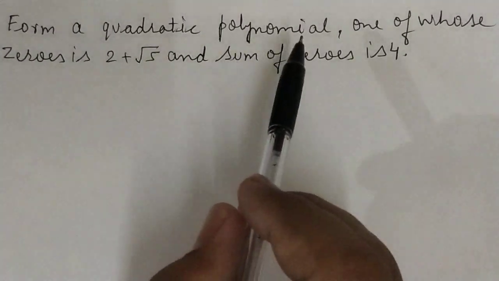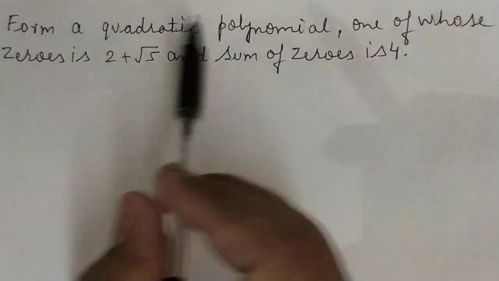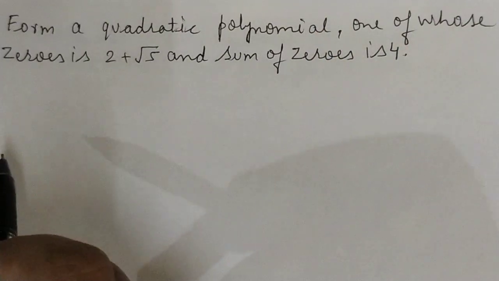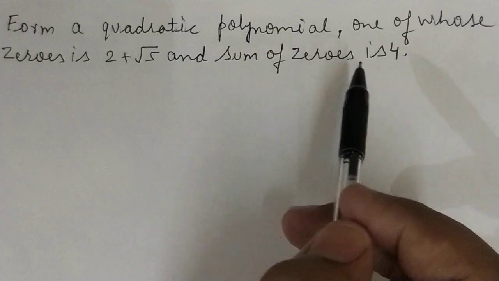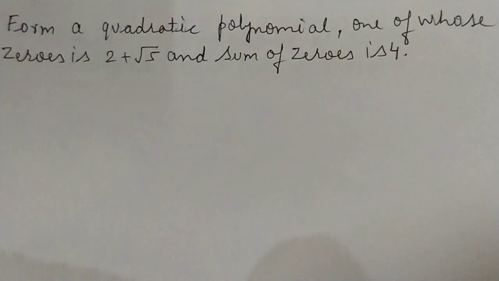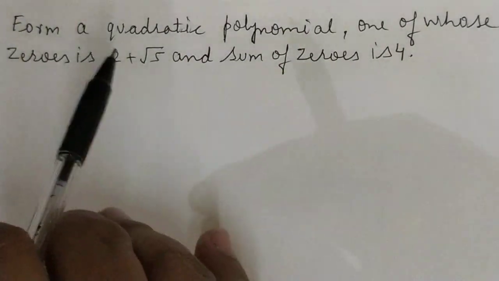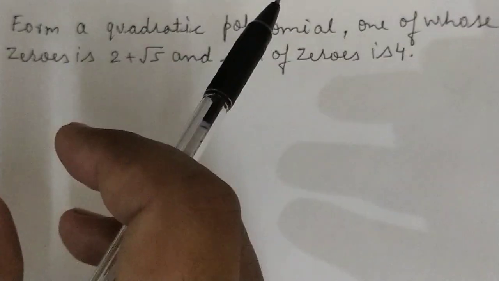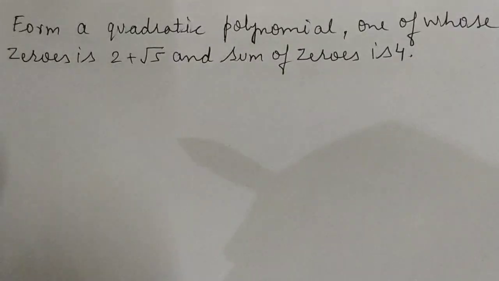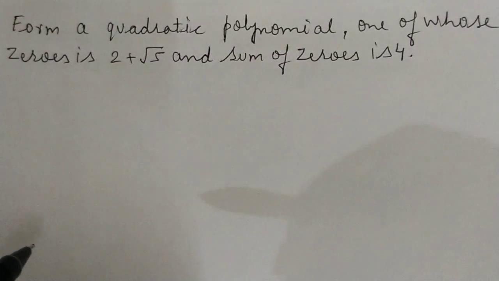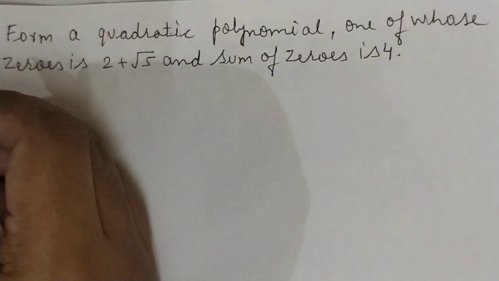Form a quadratic polynomial, one of whose zeros is 2 plus root 5 and sum of zeros is 4. You have to form a quadratic polynomial, one of whose zeros is 2 plus root 5 and sum of zeros is 4. Now, interesting question.